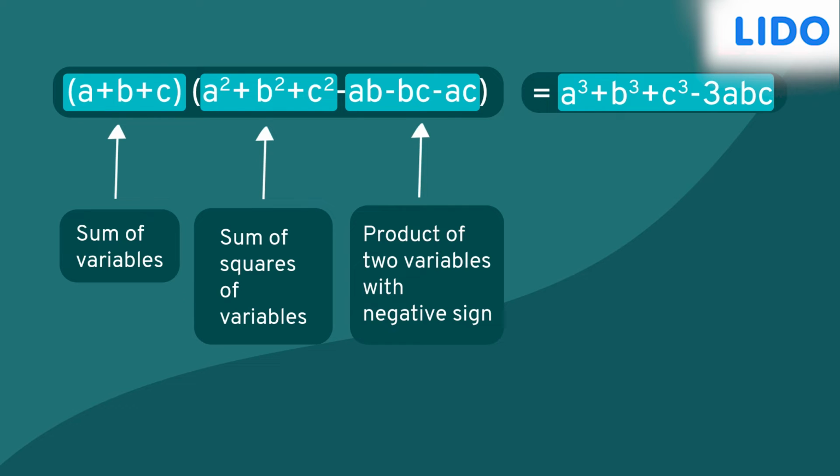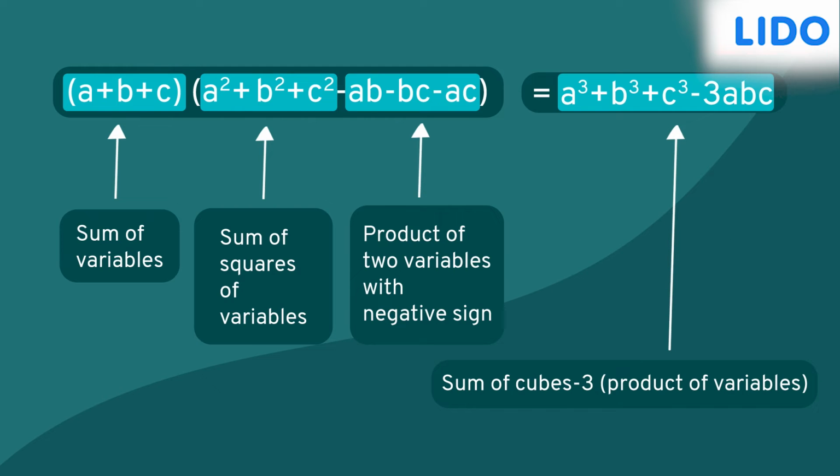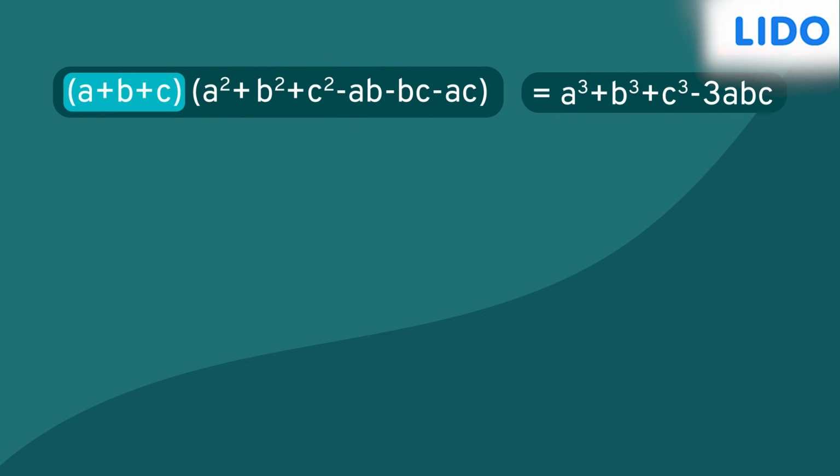Over to the right hand side now. This side of the equation is the sum of the cubes of the three variables minus 3 times the product of these variables. Now can you remember it? It's easy, isn't it? Now what if the sum of these terms was 0?